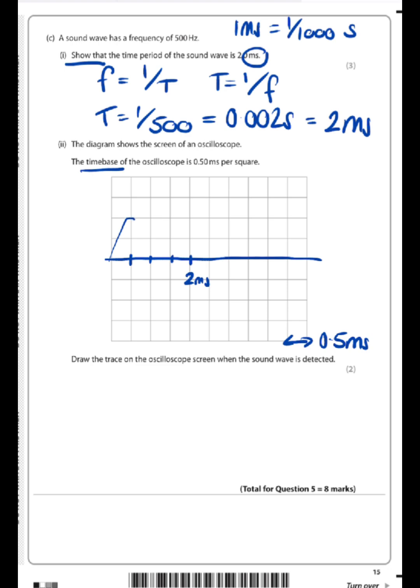So we have to have a peak so that half of the wave is completed within 1 millisecond, and then a trough for the second half of our wave. So there must be at least 1 complete wave. You can then go on and add an additional one if you want to, because that is okay as long as your time period remains the same. So that would then be 4 milliseconds, but you must have 1 complete wave in order to get the marks here. And 1 complete cycle must be 4 squares across.